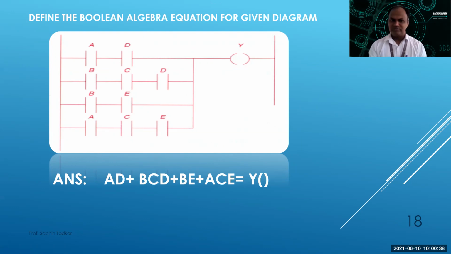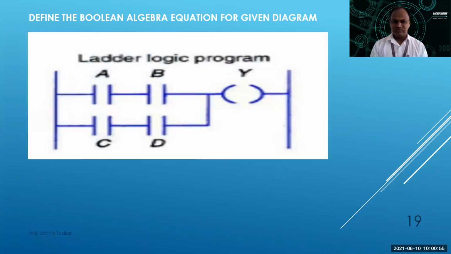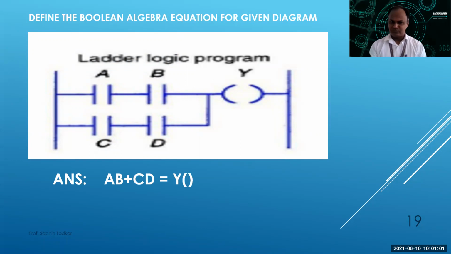In your online examination, these types of questions may be asked to evaluate. You have to remember that in series, it will be multiplication. In parallel, it will be addition. That is the only gimmick. We'll see another 2 examples. You'll see here, you can guess A into B plus C into D will be equal to Y.